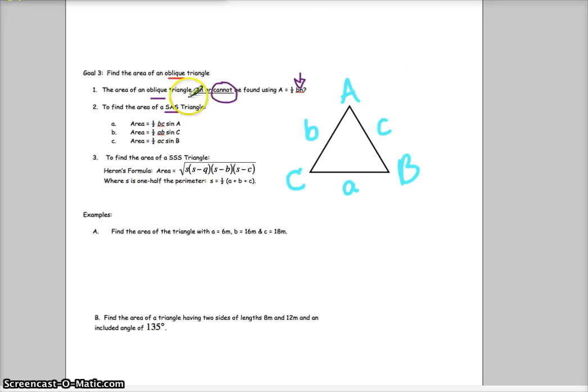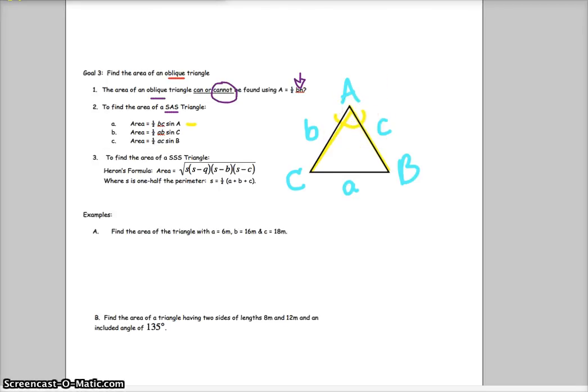What I want you to recognize is if you're going to use 1/2 BC sine A, or 1/2 AB sine C, or 1/2 AC sine B in order to find the area, it's all in the relationship. Let's look at the first equation. 1/2 side B, side C, and angle A. Well, what do you notice? B and C create angle A.